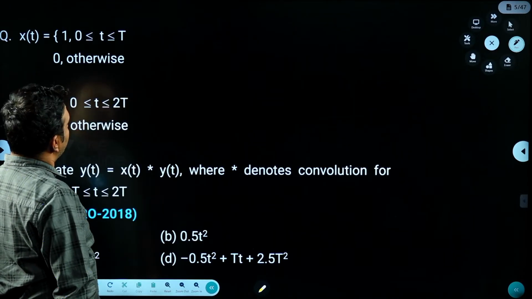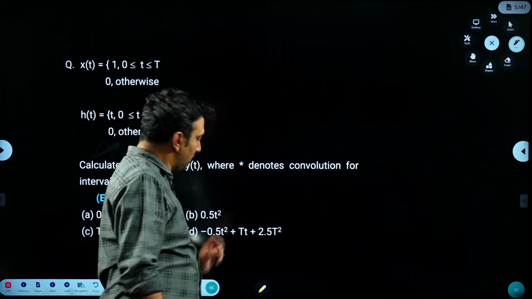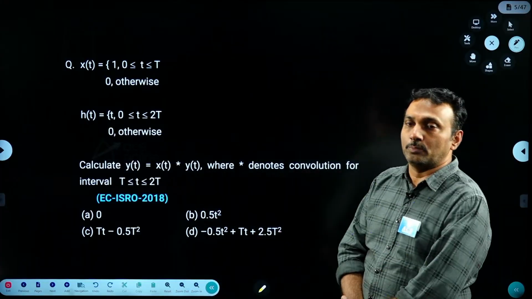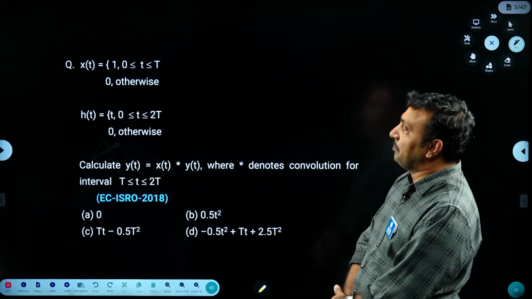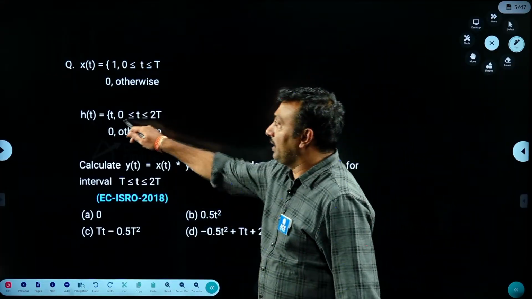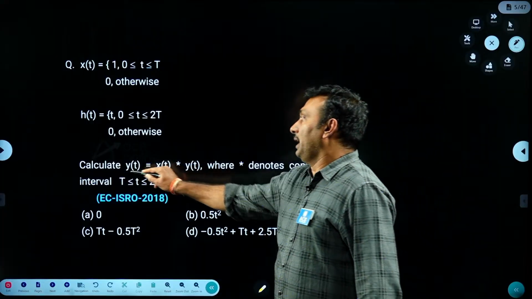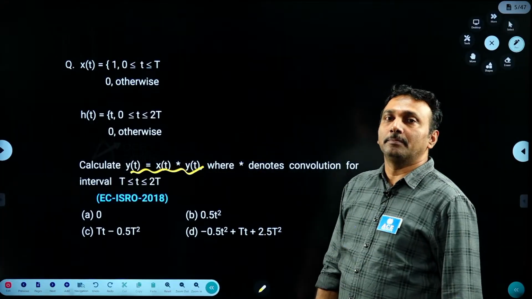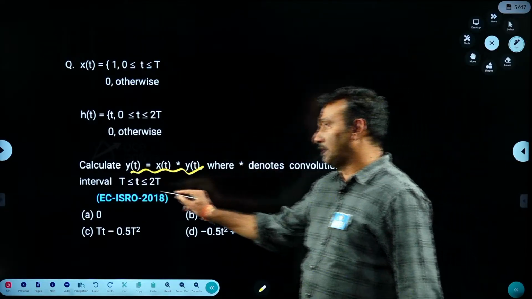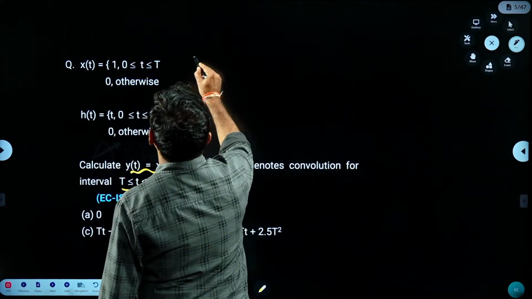So let us verify the next model. This is also one of the very good questions asked directly from the standard textbook Oppenheim Nawab in ISRO exam. X of t is 1 for 0 to T, h of t is a t for 0 to 2T. If y of t is x of t convolved h of t, what is the output expression for a specific range T to 2T? What are the limits of output?